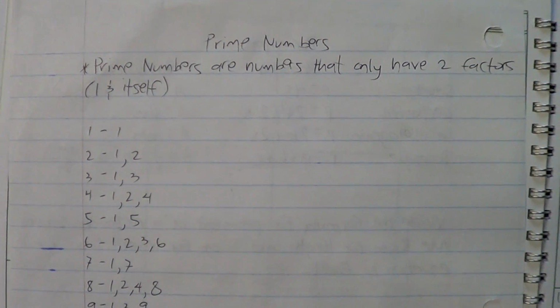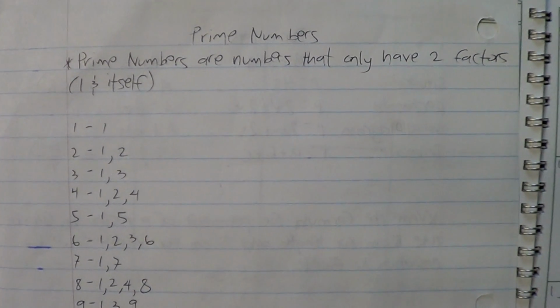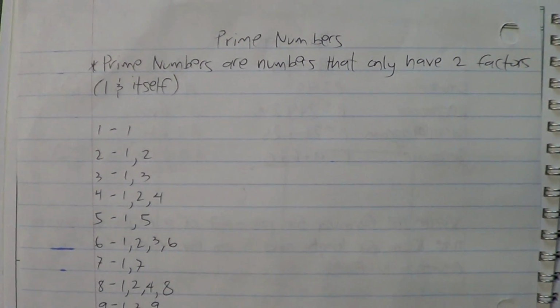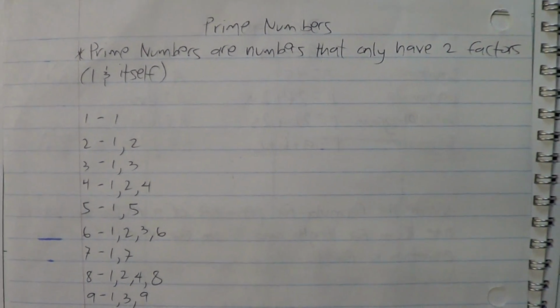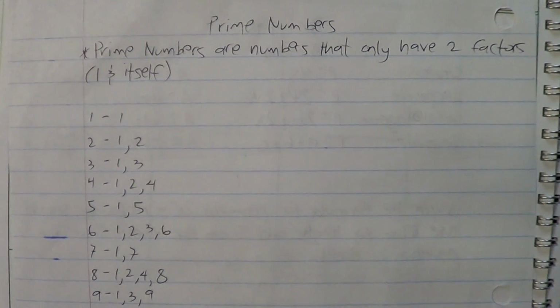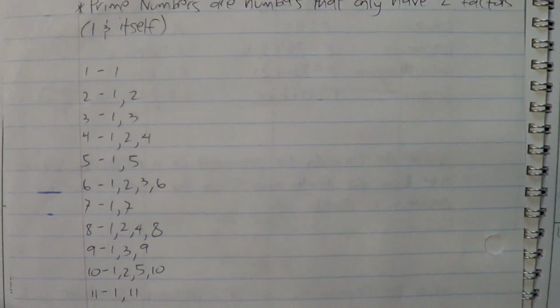Alright, this is my tutorial on prime numbers, math lesson 90. Big thing with prime numbers is remember what a prime number is. A prime number is any number that only has two factors, and those factors are going to be 1 and itself. So I took the liberty of writing out all of the factors.